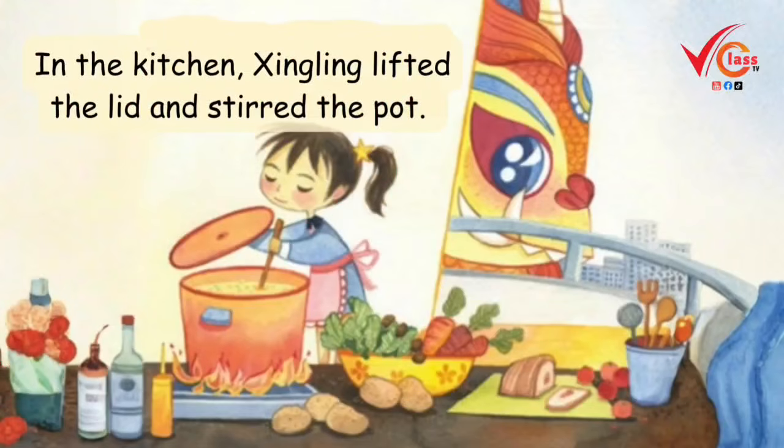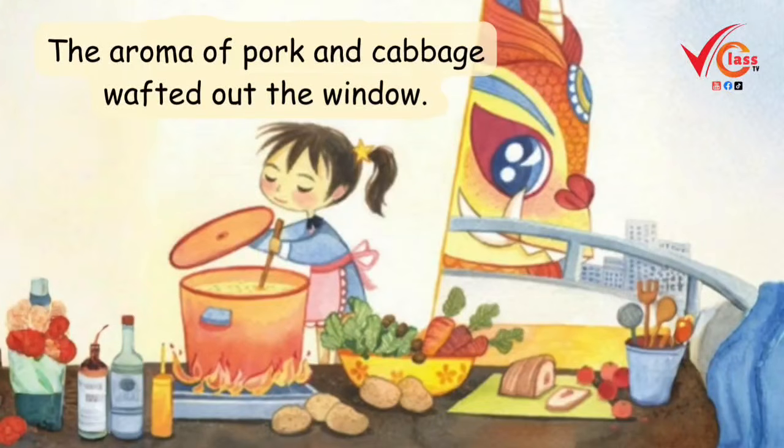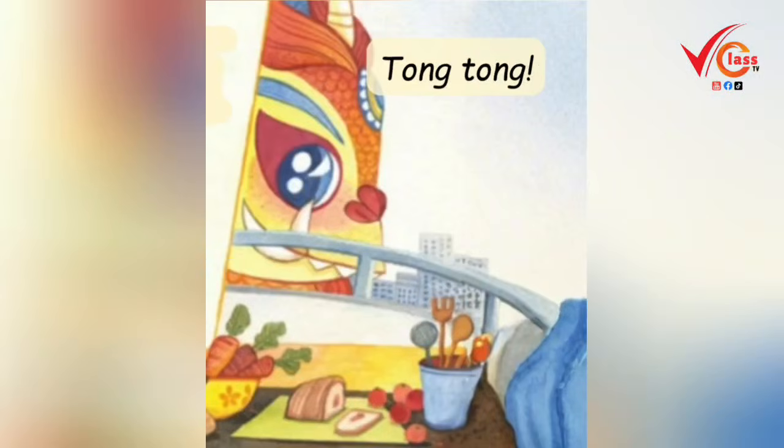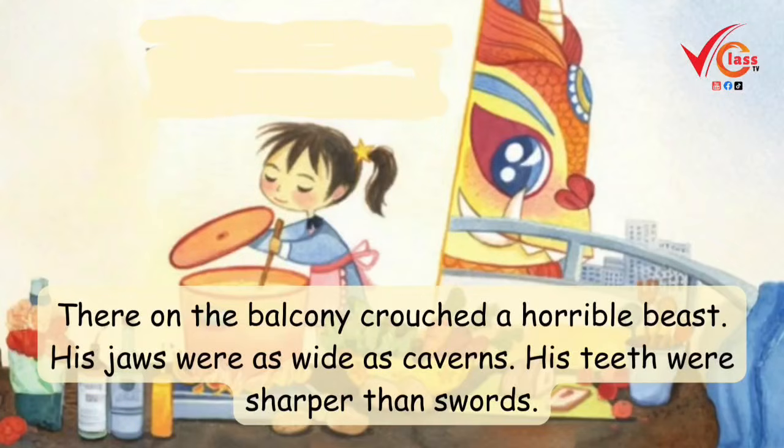In the kitchen, Xingling lifted the lid and stirred the pot. The aroma of pork and cabbage wafted out the window. Tong tong! There on the balcony crouched a horrible beast. His jaws were as wide as caverns. His teeth were sharper than swords.